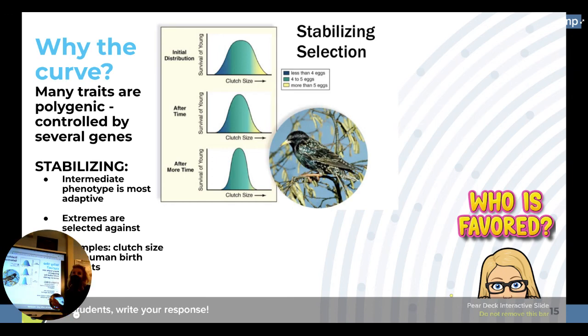So the first one is stabilizing selection. Now, in that kind of selection, it's still natural selection, but would it lead to evolution? No, because you're saying the norm is best. Let's not be any different from the norm. So that is a form of selection, but you're selecting for the one that's most common and perpetuating that, and you're staying the course. You're not changing. Okay?